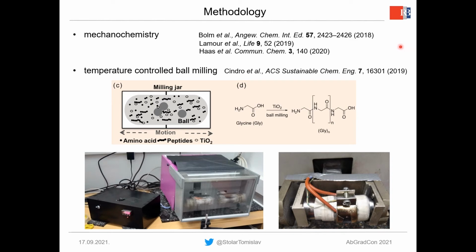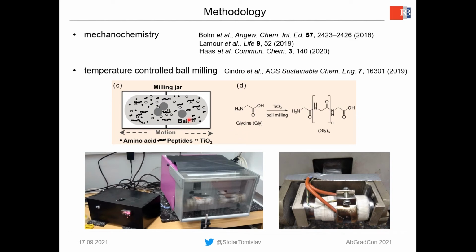Mechanochemistry has been previously used in prebiotic chemistry contexts for the synthesis of alpha-aminonitriles and sugars. We also used a temperature-controlled ball milling setup developed recently by our group. We decided to use the simplest amino acid, glycine, due to its prebiotic availability, its presence in meteorites, and the availability of analytical techniques needed to characterize reaction products.